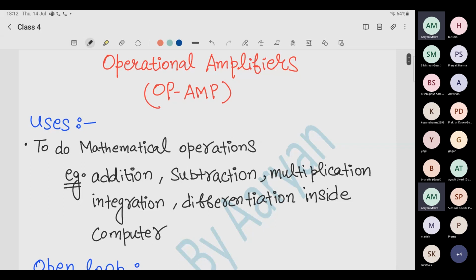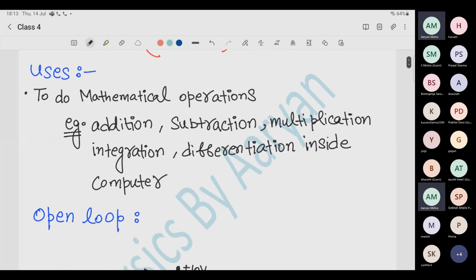So in our computer, we know that our computer does many mathematical operations like addition, subtraction, integration, differentiation. Every time we open our computer it is doing this. And our computer uses these op-amps to do all these operations. We will today see how these op-amps are actually used to do all these things. It is a very interesting topic, understanding how your computer is doing subtraction, addition, multiplication, integration. I hope you will enjoy this topic.